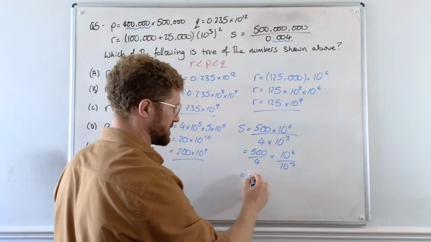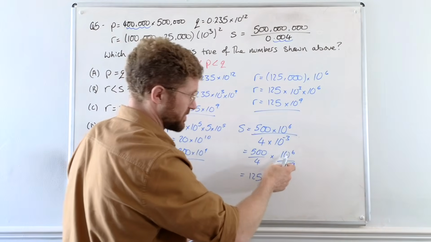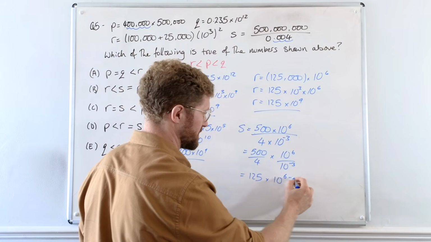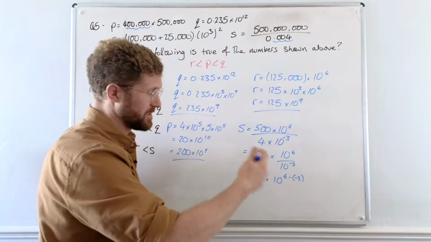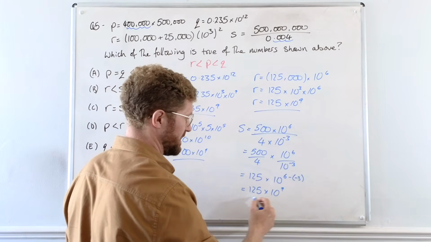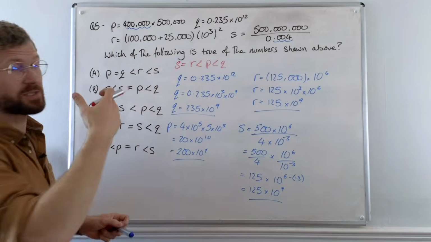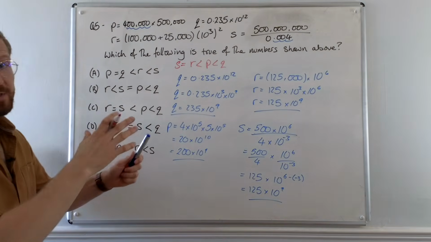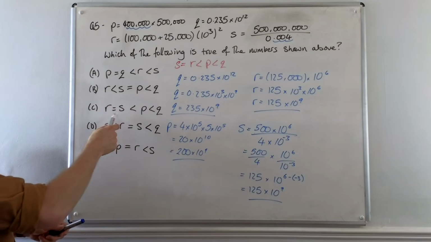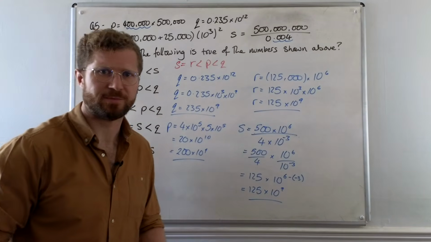500 divided by 4 is the same as 125. And rules of exponents again: 10 to the 6 divided by 10 to the minus 3 is the same as 10 to the 6 take away negative 3. 6 take away negative 3 gives me 9, so I've got 125 times 10 to the 9 here. And so S is the same as R, which is less than P, which is less than Q, and now I just need to find something that matches. So R is equal to S, which is less than P, which is less than Q. C is going to be our answer to this question.